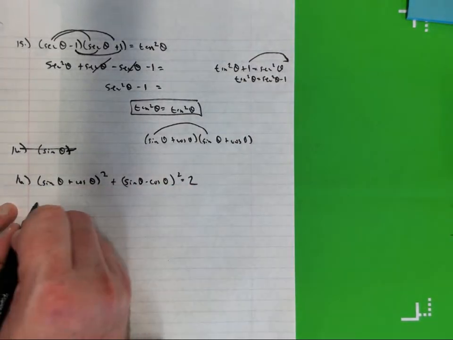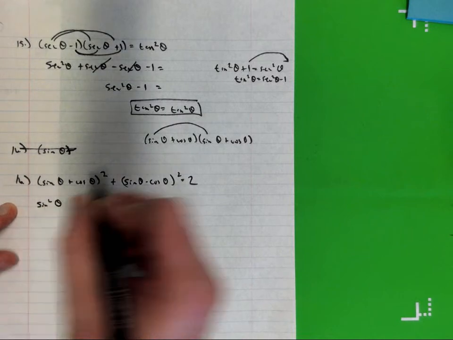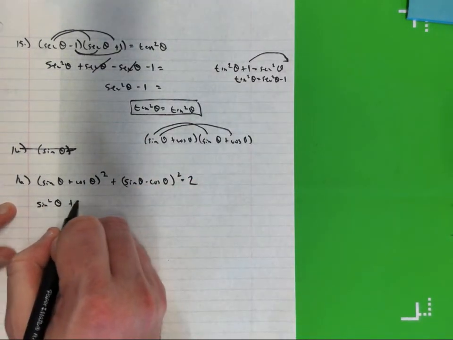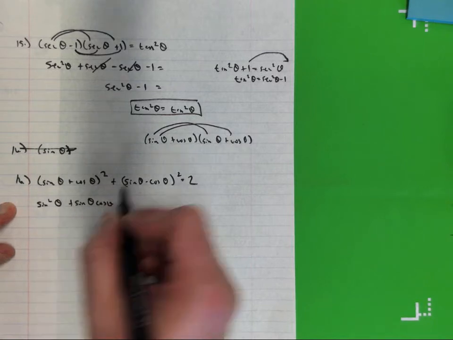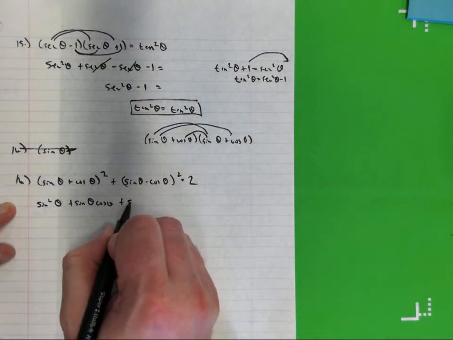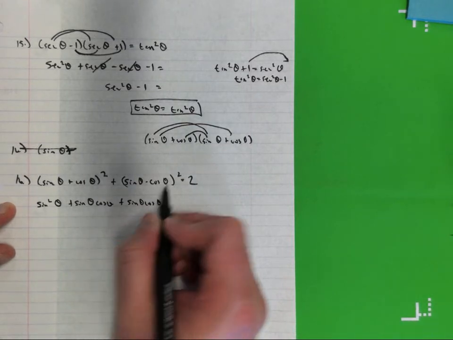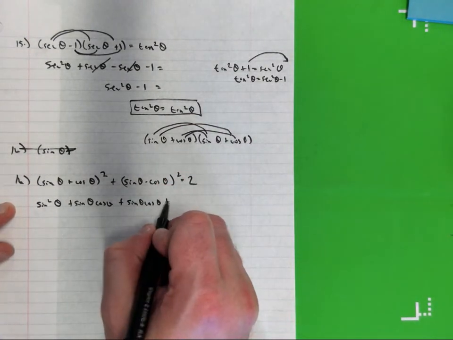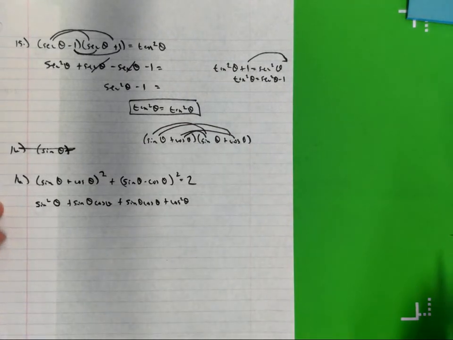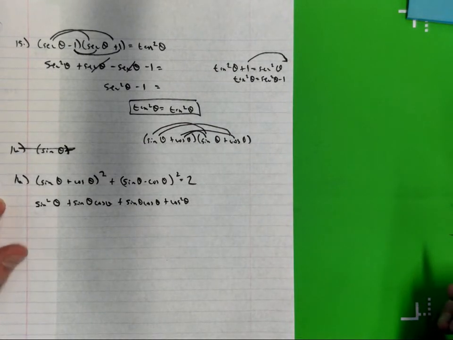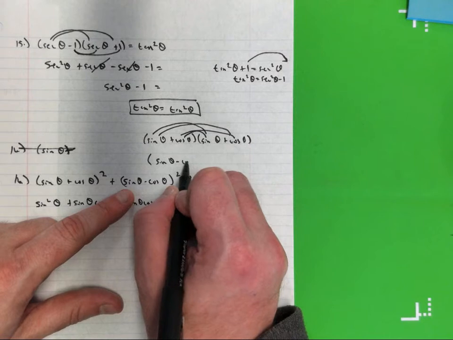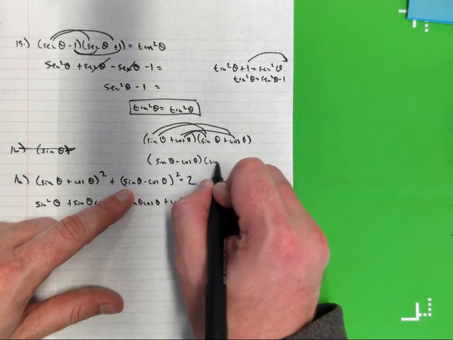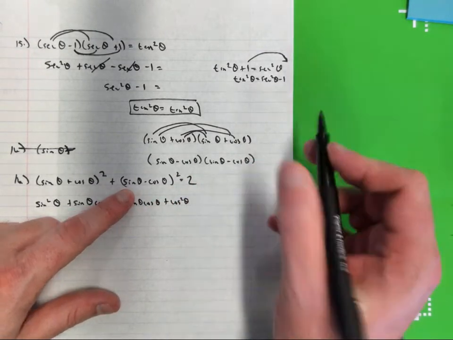Sine times sine is sine squared. Sine times cosine is positive sine theta cosine theta. Cosine times sine is another positive sine theta cosine theta. Cosine times cosine is a positive cosine squared theta. Okay? Now, I'm going to FOIL this: sine theta minus cosine theta times sine theta minus cosine theta.